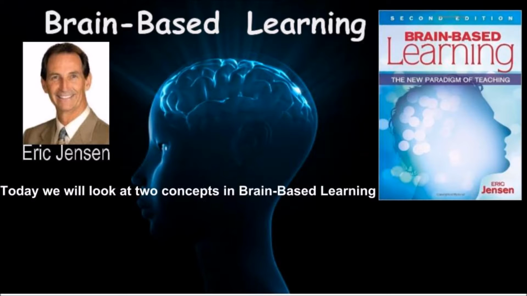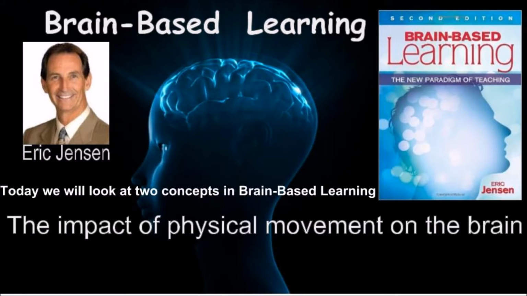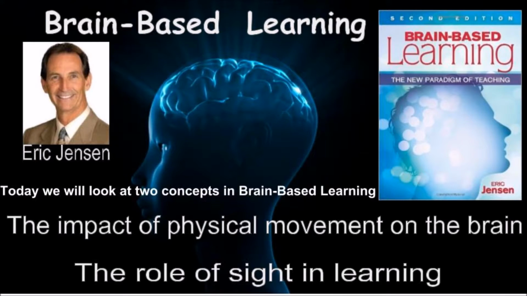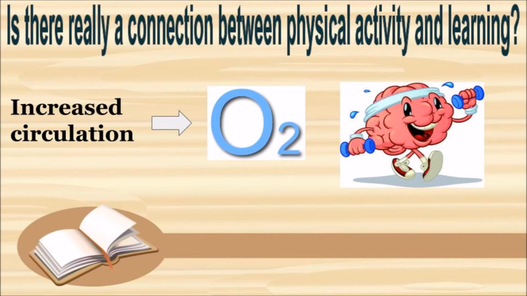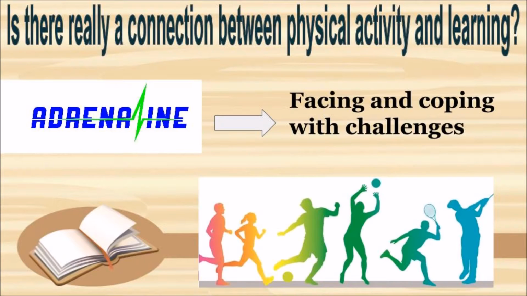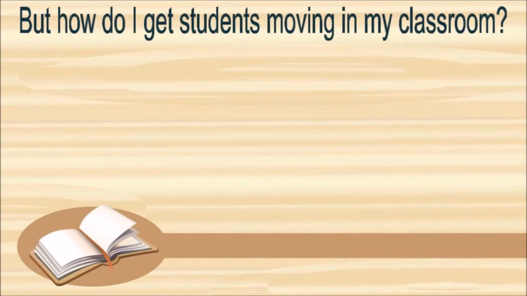Today we will look at two concepts in brain-based learning: the impact of physical movement on the brain and the role of sight in learning. You may ask yourself, is there really a connection between physical activity and learning? Physical activity increases circulation, which delivers more oxygen and nutrients to the brain, certainly a benefit when you want to bring your A game. And aerobic exercise has a substantial impact on thinking. Increased adrenaline makes it easier to face and cope with challenges.